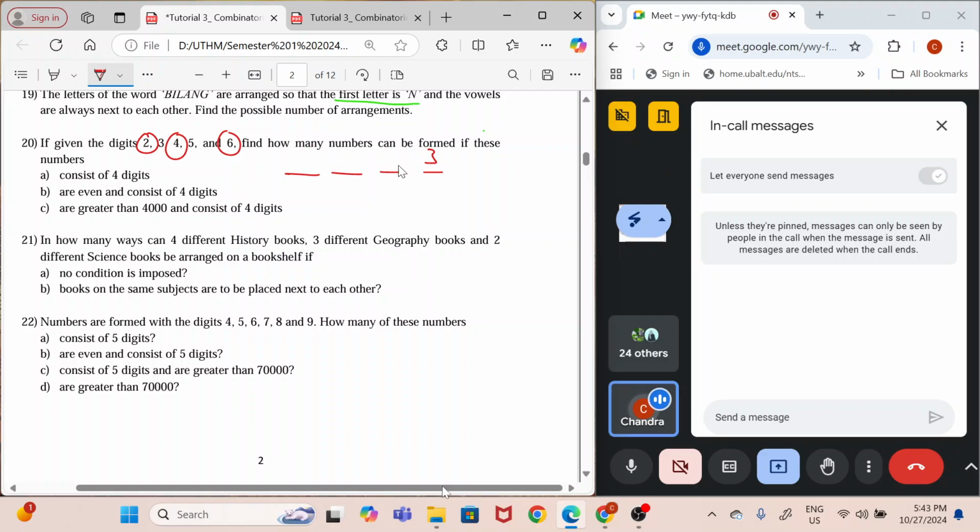Okay. I repeat. The last digit must be any one of the 3 numbers here. Even 2, 4, 6. Any one of the 3 numbers. Okay. One number goes inside here. Let's say 2 goes inside here. Left is 1, 2, 3, 4. 4, 3, 2. You get 72. That is 20A.